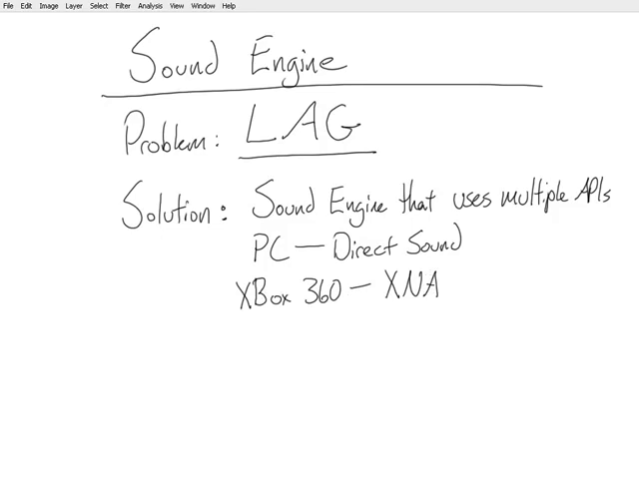Gotcha. So the sound engine's whole job is to say, all right, are we on the Xbox or are we on the PC? And then to sort out which system we're going to use based on that. Exactly. That way, when we're inside our game coding, we don't have to worry about that. We can just say, play sound whenever we feel like it, and then it's up to the configuration of the game itself to say the sound engine needs to play using DirectSound or XNA, depending on what platform we're on. Now, are we going to be limited to just using DirectSound or XNA?